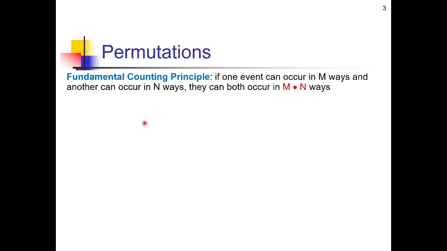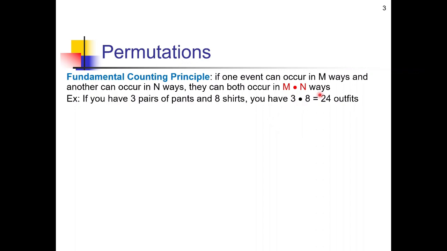So as a practical example of this, let's say that you have 3 pairs of pants and 8 shirts. So the number of ways that you could arrange both pairs of pants and shirts would be 3 times 8, or 24 total outfits here.